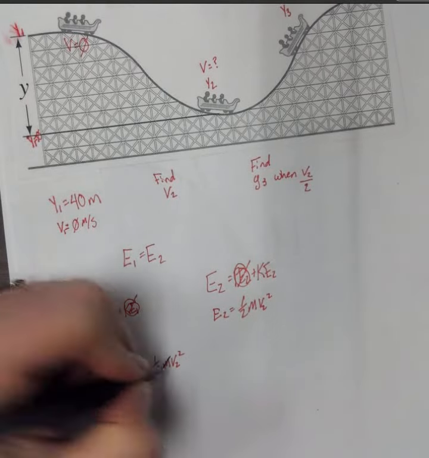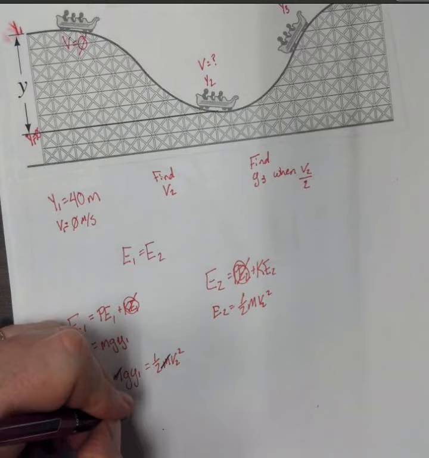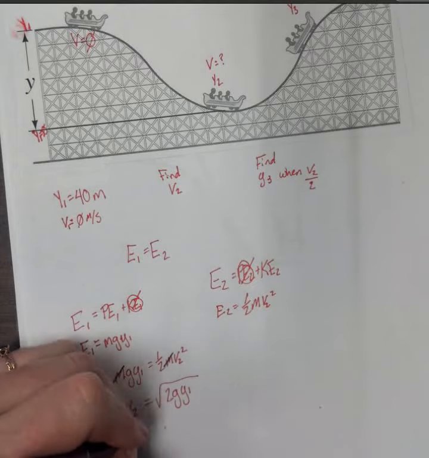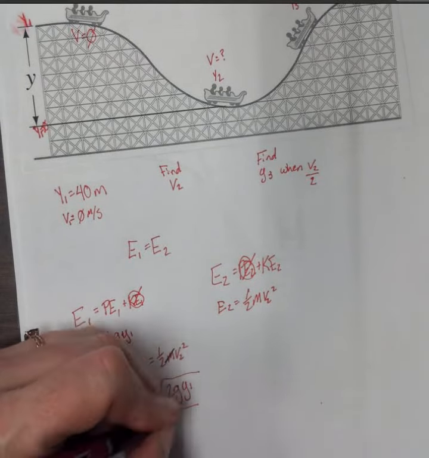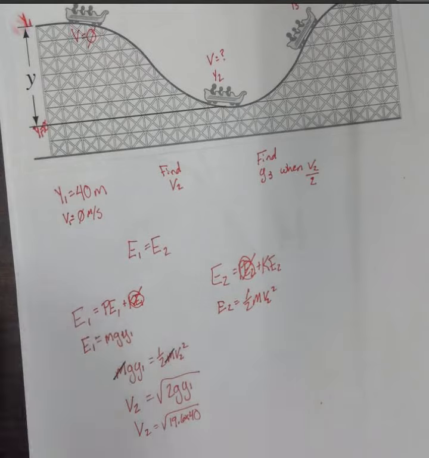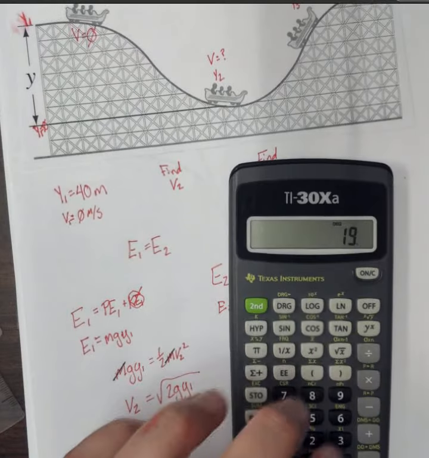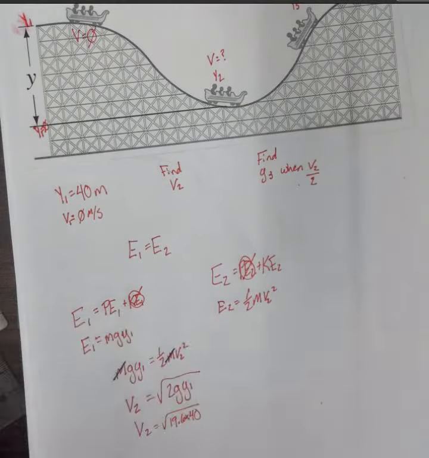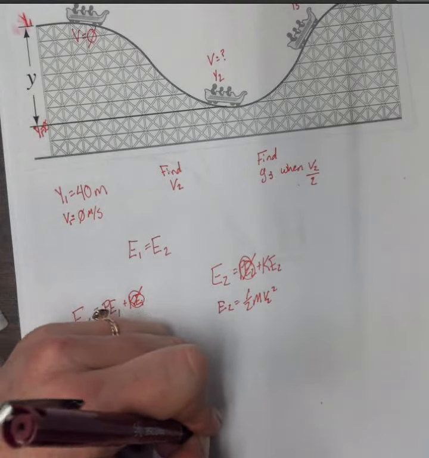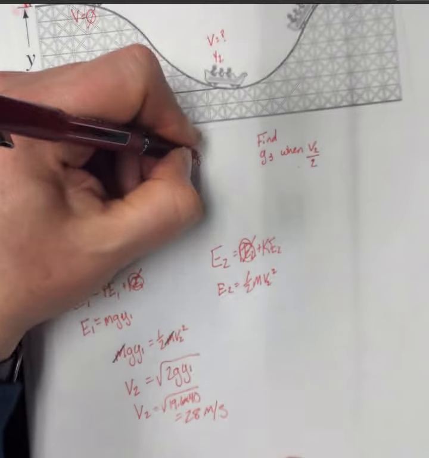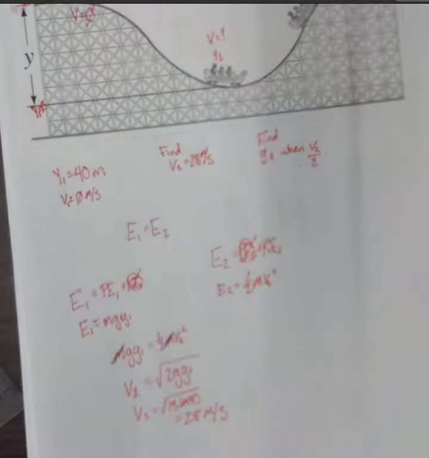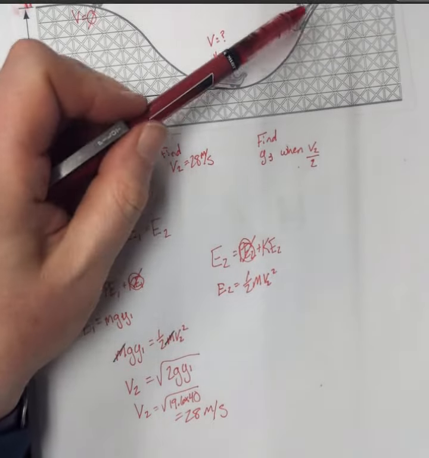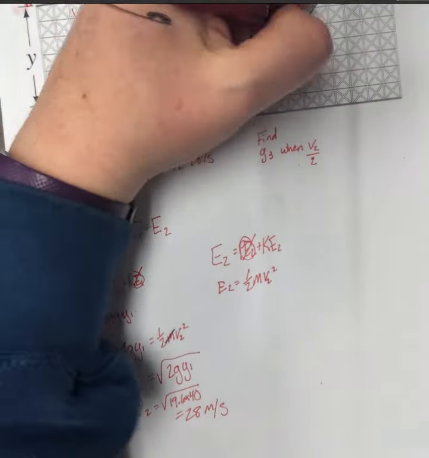Eliminate the mass, and we get that V2 is going to be equal to the square root of 2g Y1. So that means that V2 equals the square root of 19.6 times 40. So V2 actually equals 28 meters per second. So now that we've found that value using the conservation of energy, we know that if we continue to neglect friction, the roller coaster will have the exact same energy at the point E3.